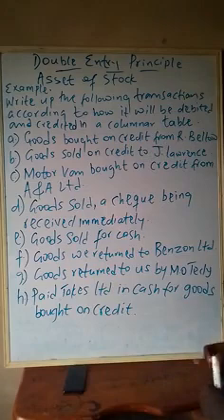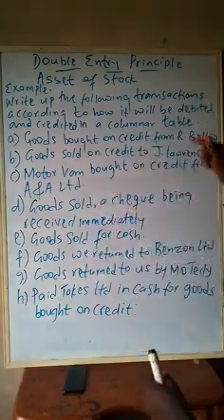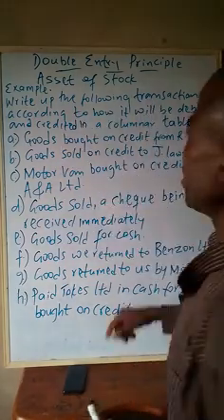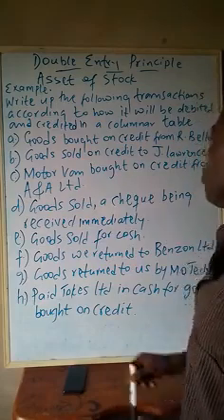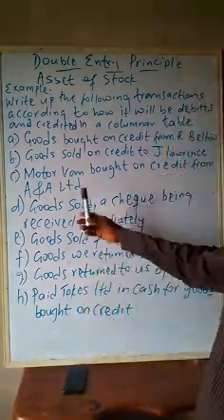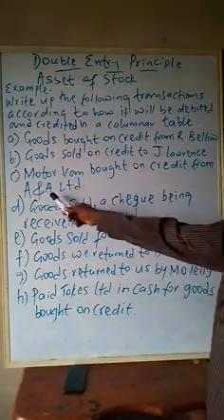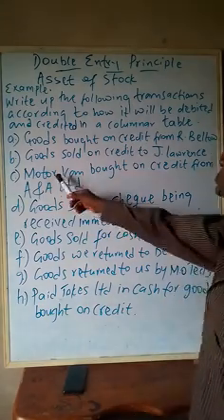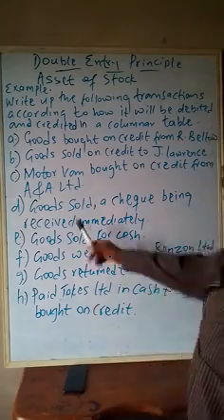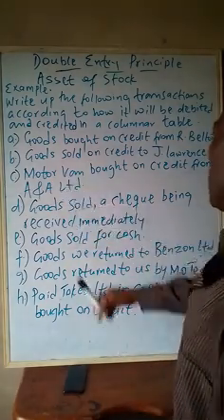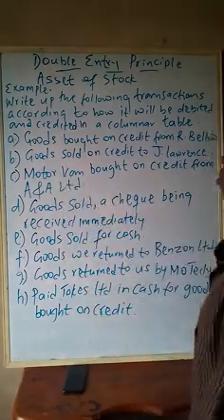As you have it in accounting, the accounting equation is asset is equal to capital plus liability. Motor van bought on credit from A and A Limited. So what is the accounting entry there? Motor van account and A and A Limited account. You debit motor van account and credit A and A Limited. A and A Limited is the giver, while motor van account is the receiver.